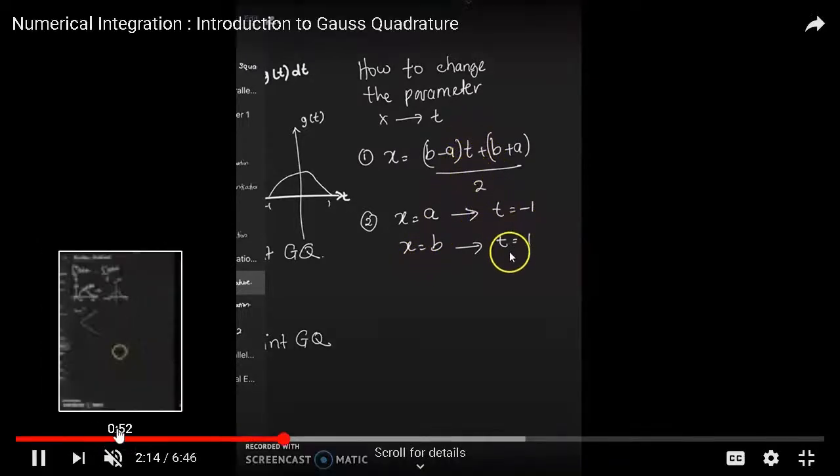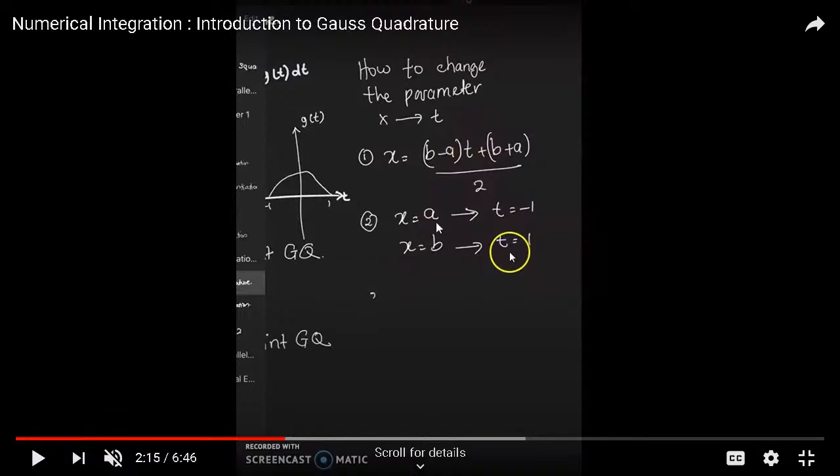Let's put it in here. When x equals a, a equals ((b minus a)t plus (b plus a)) divided by 2. When you replace x equal to a, you will get t equal to negative 1. When you replace x equal to b in equation 1, you get t equal to 1. So please remember, or you can derive this formula, ((b minus a)t plus (b plus a)) divided by 2.